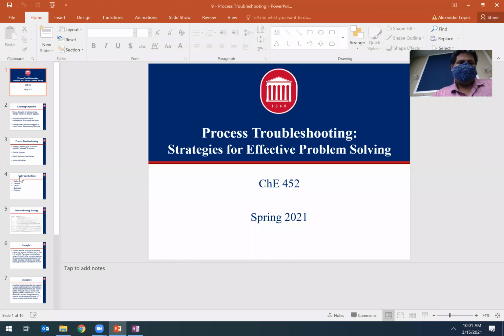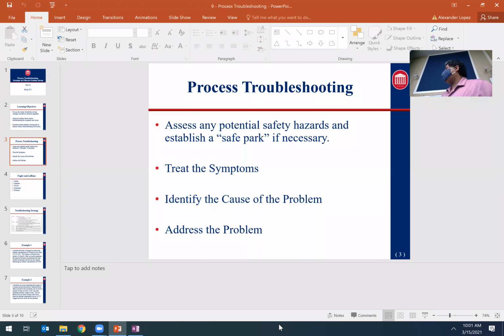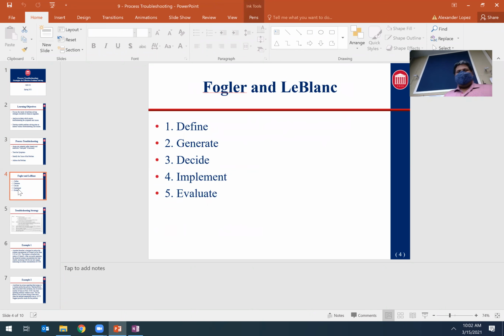So last time we talked about some of the various methods for process troubleshooting, looking at the really basic approach: treating the symptoms, identifying the cause, and addressing the cause, which sounds helpful, but really isn't very organized. Fogler and LeBlanc have this approach, looking at a 5-step method where you first define the problem, generate various ideas, decide the best solution strategy, implement, and then evaluate.